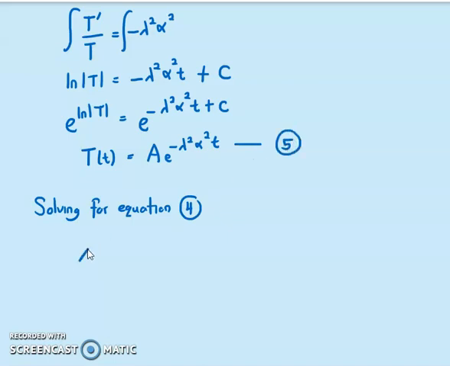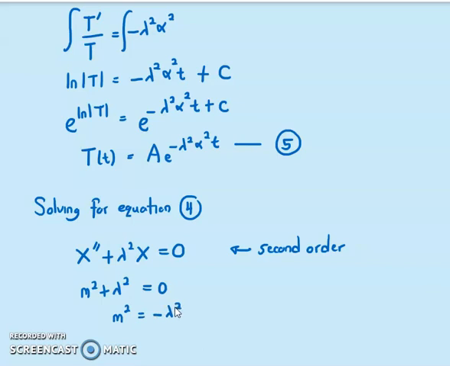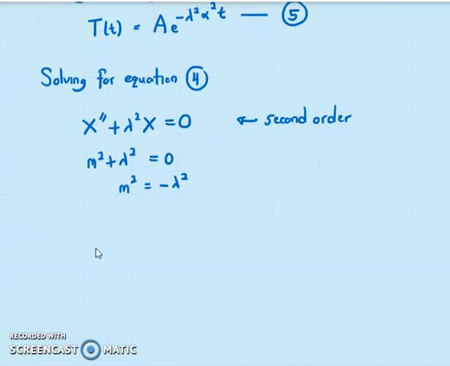So equation 4 is given by X double prime plus lambda squared X equals 0. Now this is a second order equation. So we use the characteristic equation given by m squared plus lambda squared equals 0. m squared equals negative lambda squared. Okay, now solving for m. So m will be plus minus lambda i.